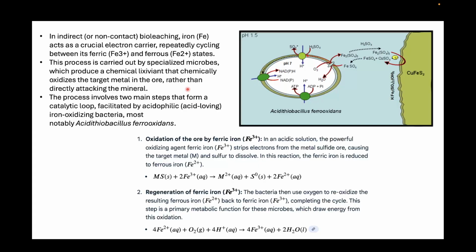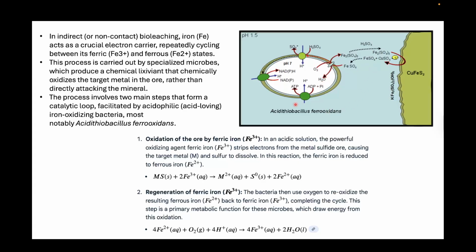So what happens in indirect bioleaching or non-contact bioleaching? Iron acts as a crucial electron carrier, repeatedly cycling between ferric and ferrous states. This is what we just saw in the previous question as well. This process is carried out by specialized microbes which produce a chemical ligand that chemically oxidizes the target metal in the ore rather than directly attacking the mineral.